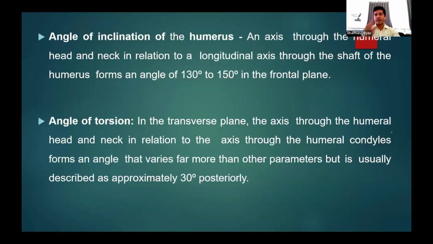Okay, so the angle of inclination is the angle formed between the head of the humerus and the longitudinal shaft of the humerus. And torsion is where the head of the humerus makes the angle with the condyles in line.